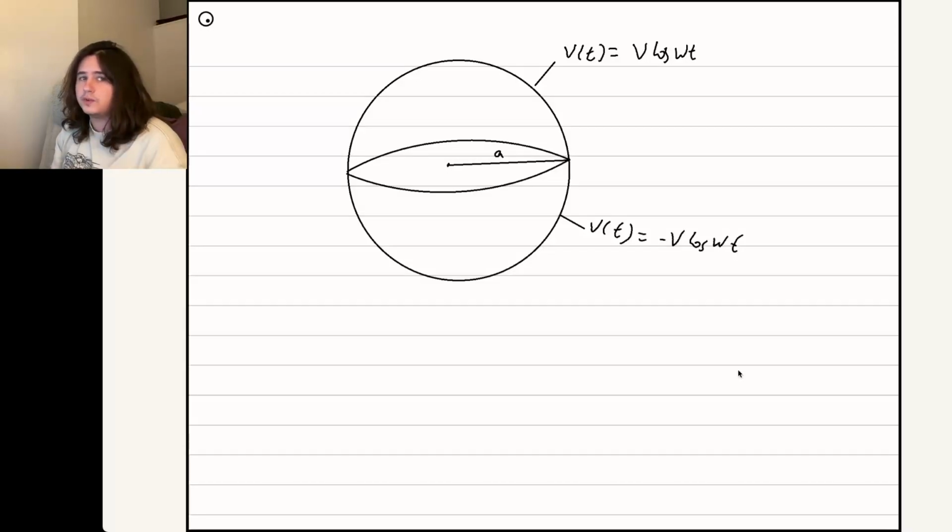Alright, here's the situation. We have a sphere that is split in the middle, where the top half is kept at a time-dependent electric potential of V cosine omega t, and the bottom half is kept at minus that value. It's at radius a, and we need to find the radiation fields in the limit where the wavelengths are much longer than the size of the system.